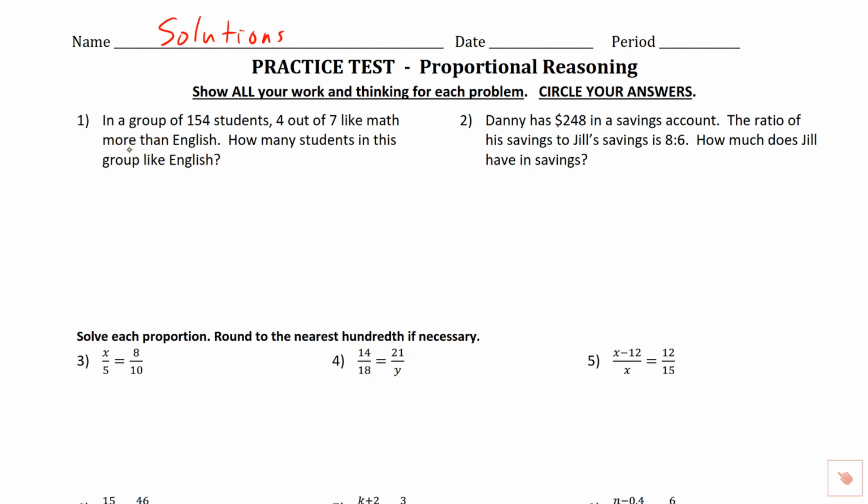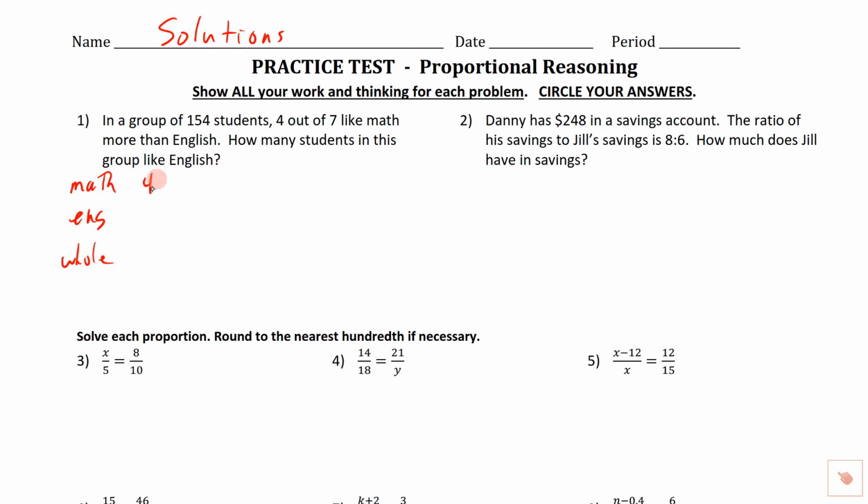It says in a group of 154 students, 4 out of 7 like math more than English. How many students in this group like English? Okay, so the first thing we've got to notice here is 4 out of 7. This right here is a part and that's the whole. So we've got math and we've got English, and then we've got the whole, or we've got the total here.